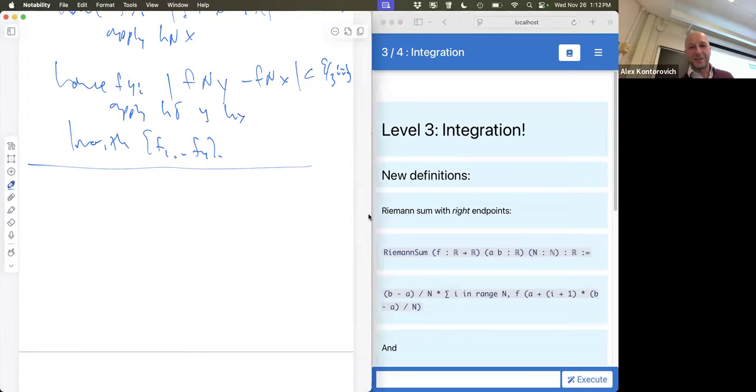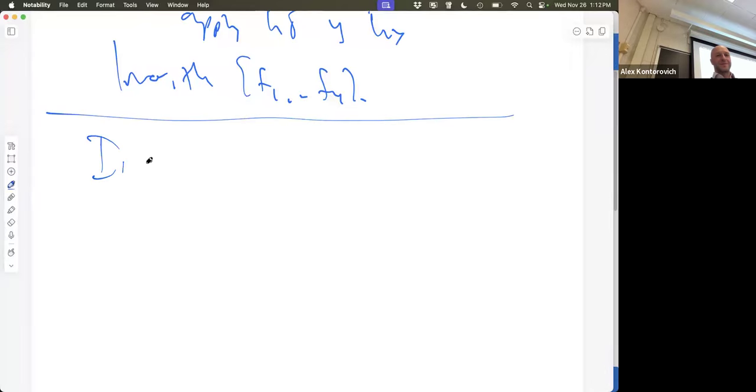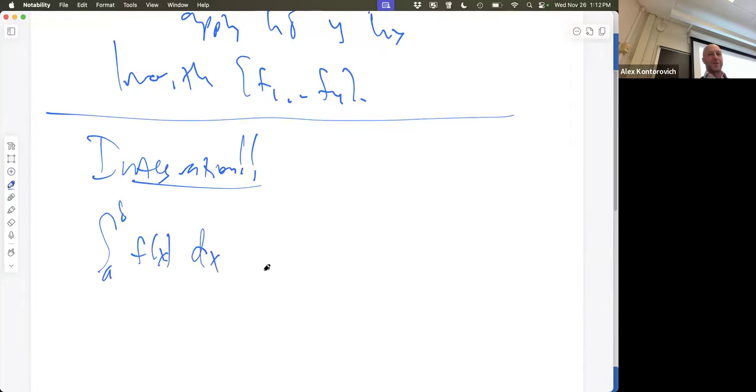What's a Riemann sum? What's an integral? Let me hide all of this. We're up to integration. So integration, we're up to integration, let's do it. What is the integral? Integral from a to b of f of x dx. Who remembers Calc 1?